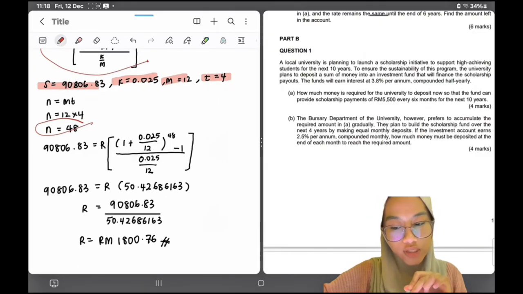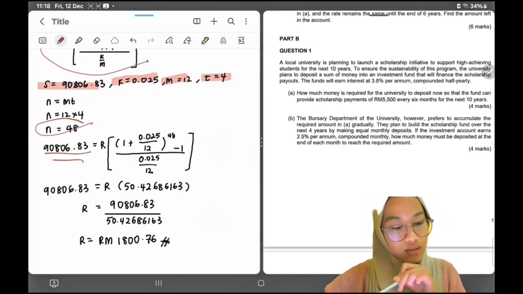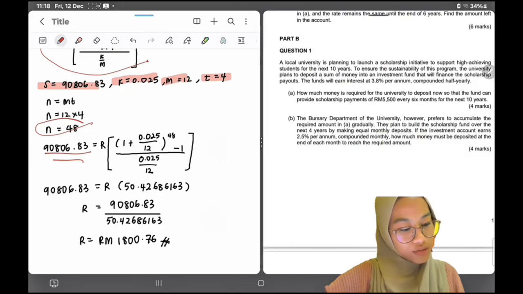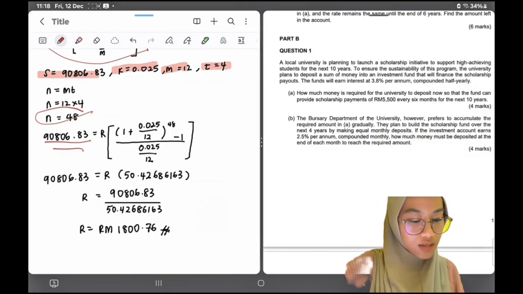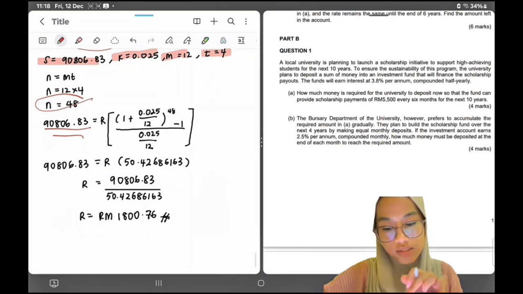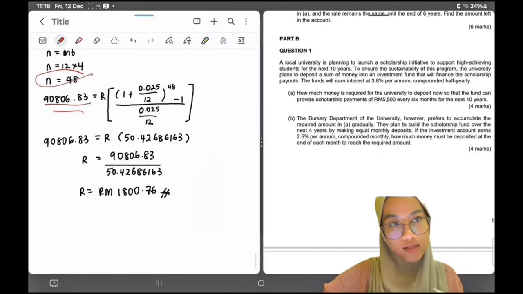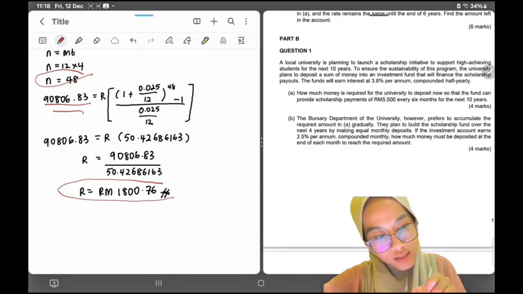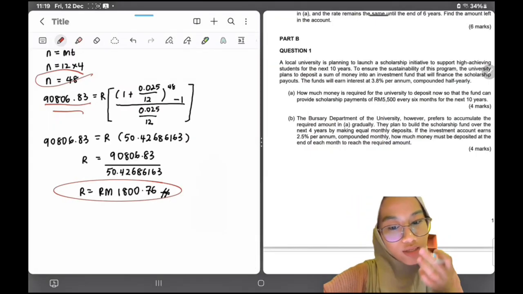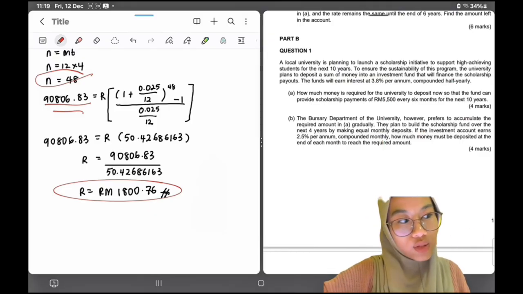Here the future value is equal to the amount needed from part A. So I rearrange the formula to solve for the monthly payment. Here I just substitute the values and you will get the answer. The final answer gives the required monthly deposit the university must make to reach the target amount in 4 years.